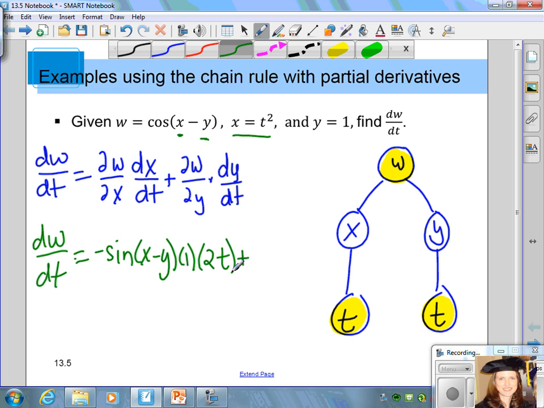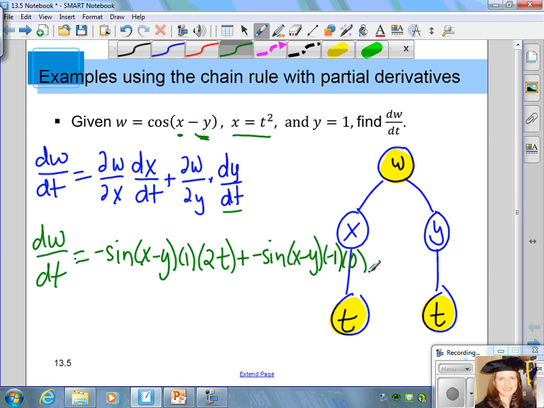Plus, now we're going to take the derivative of w with respect to y. The derivative of cosine x minus y is negative sine of the quantity x minus y times the derivative of what's inside, and the derivative of x minus y when you treat x like a constant and y is the variable, that derivative is negative 1. Oh, running out of space here. But we also want to multiply by the derivative of y with respect to t. Since y equals 1, the derivative of y equals 1 is going to be 0.